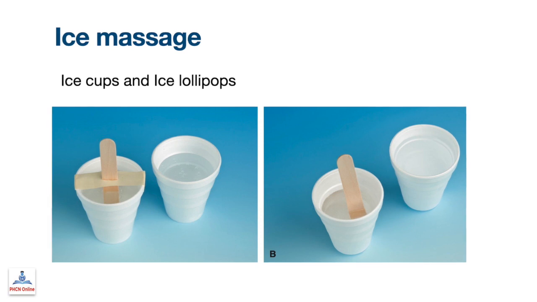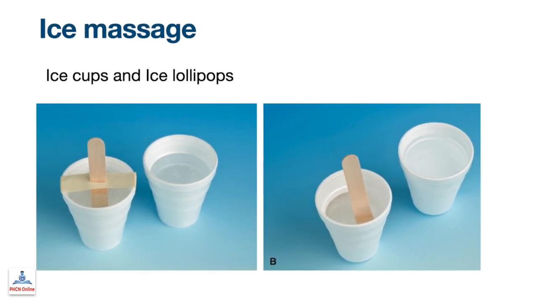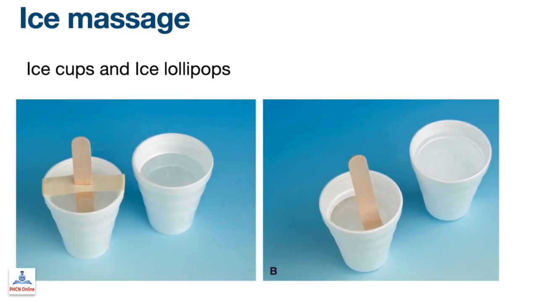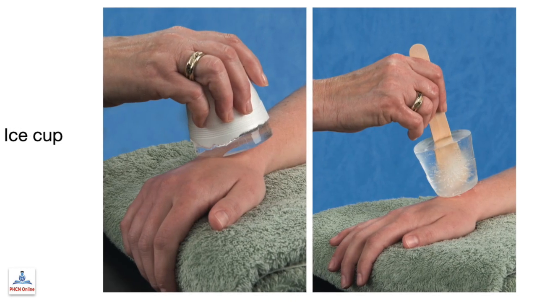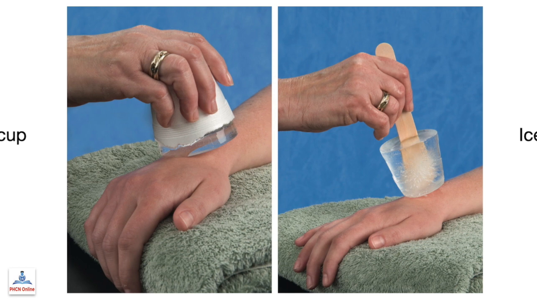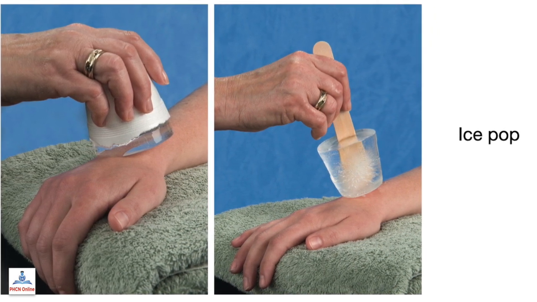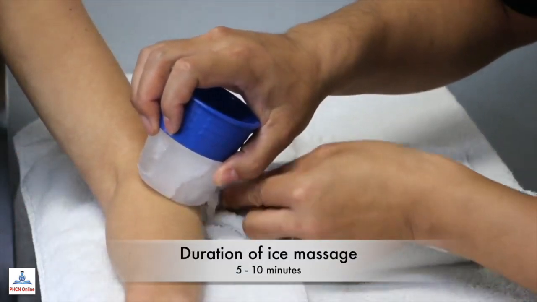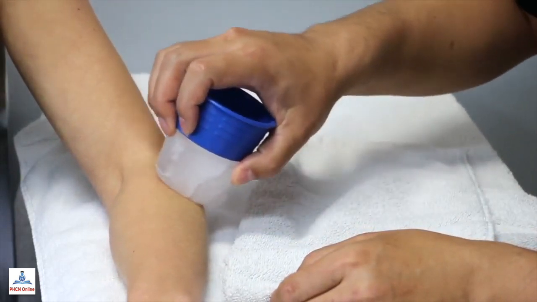Ice massage. Ice cups or frozen water ice pops can be used to apply ice massage. Patients can easily make ice cups or ice pops for home use. For control of pain, inflammation, or edema, rub ice over the treatment area using small, overlapping circles. Continue ice massage application for 5 to 10 minutes, or until the patient experiences analgesia at the site of application.